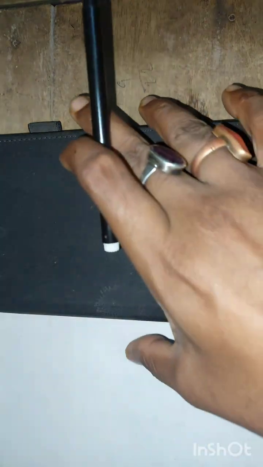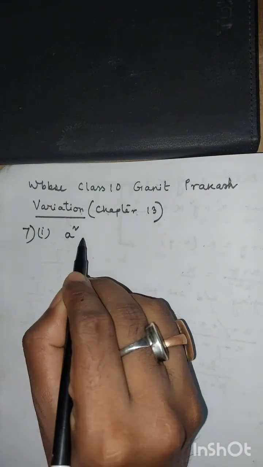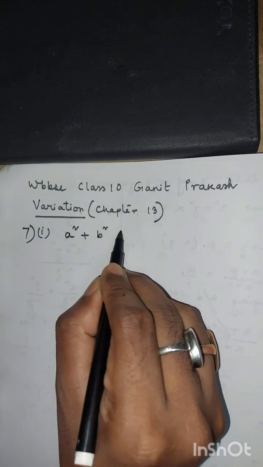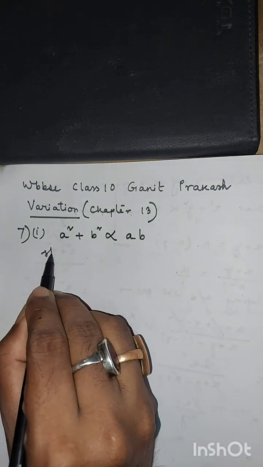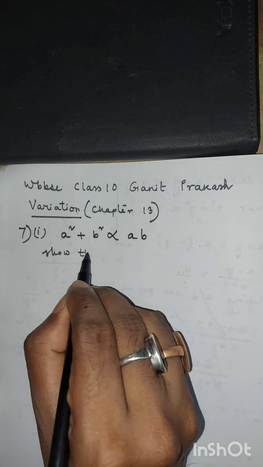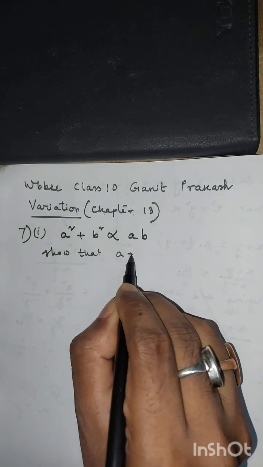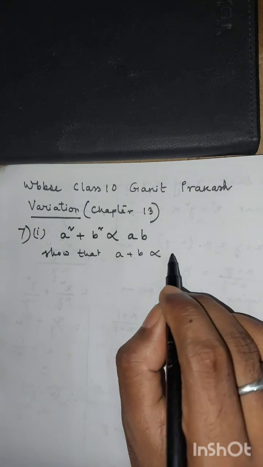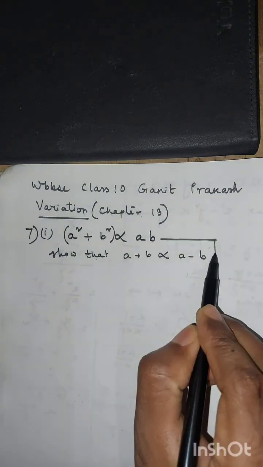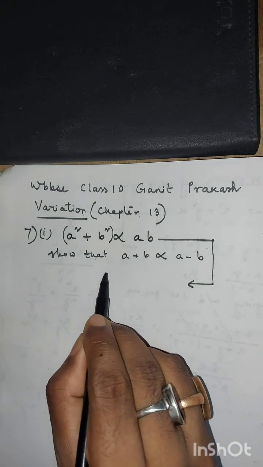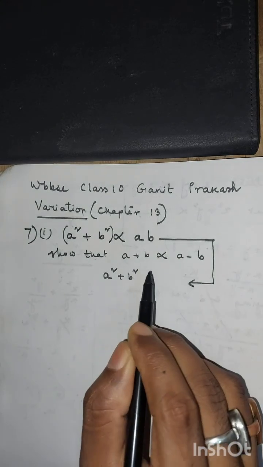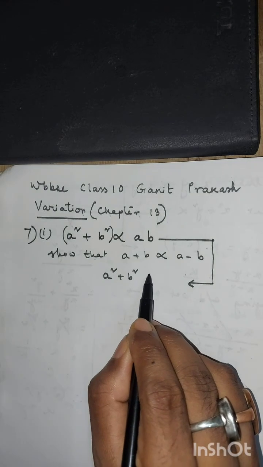So a square plus b square is directly related to ab, and show that a plus b is directly related to a minus b. A square plus b square is directly proportional to ab.